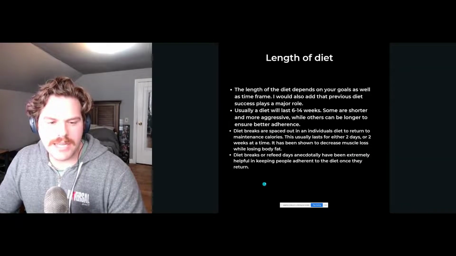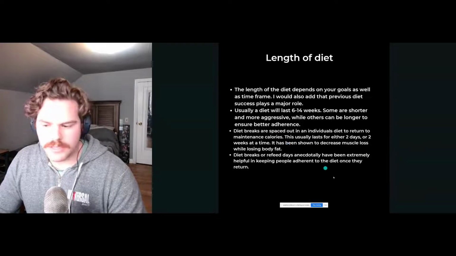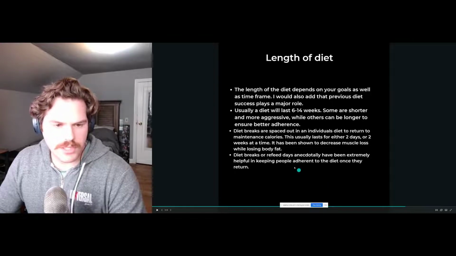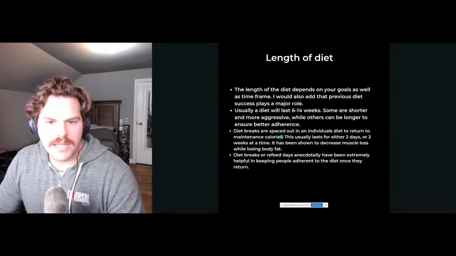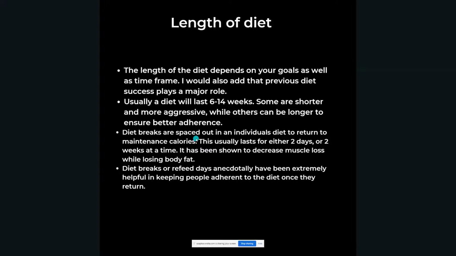Okay, so length of diet as well as diet breaks and refeeds. I'm going to try and go fast through these because I know we're taking a while. So length of diet, it really just depends on your goal and the time frame that you have. I would also add that previous diet success plays a major role. So if you've done multiple diets before and you've been successful, awesome. You can be more aggressive and do a shorter diet.